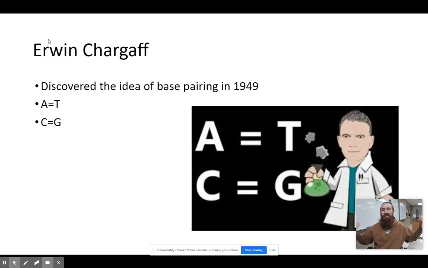So the first person we need to talk about is a man named Erwin Chargaff. He discovered the idea of base pairing back in 1949. He was a chemist, and he discovered that A equals T and that C equals G. Adenine is always in the same ratio as thymine, and cytosine is always in the same ratio as guanine. It's not the structure of DNA perfectly, but it is an idea. Erwin Chargaff did this in 1949.